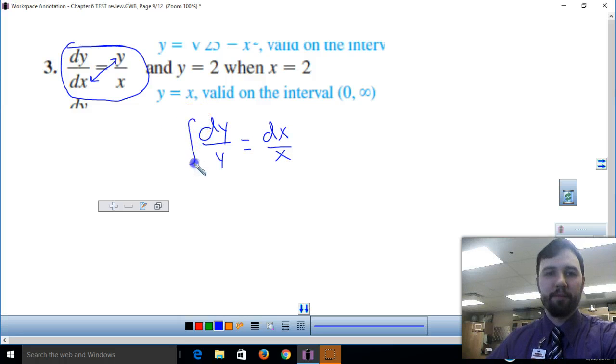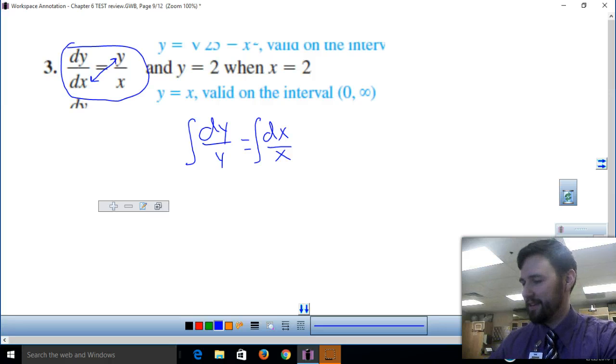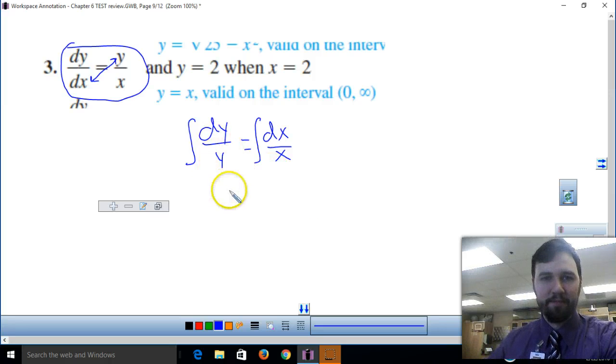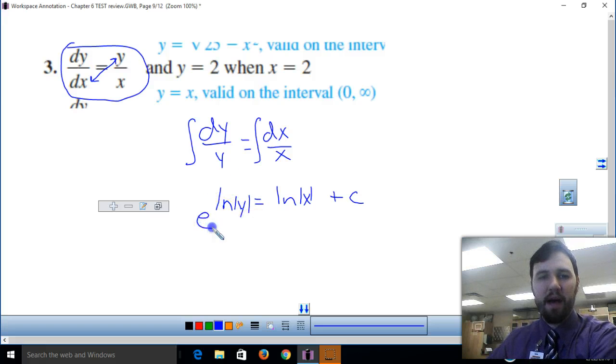And now to get rid of those d's, I'm going to integrate both sides. The antiderivative of 1 over y is natural log of y equals natural log of x plus c. Now I get y by itself, so I have to take both sides as a power of e. Those cancel, so I get y equals e to the natural log of x plus c.